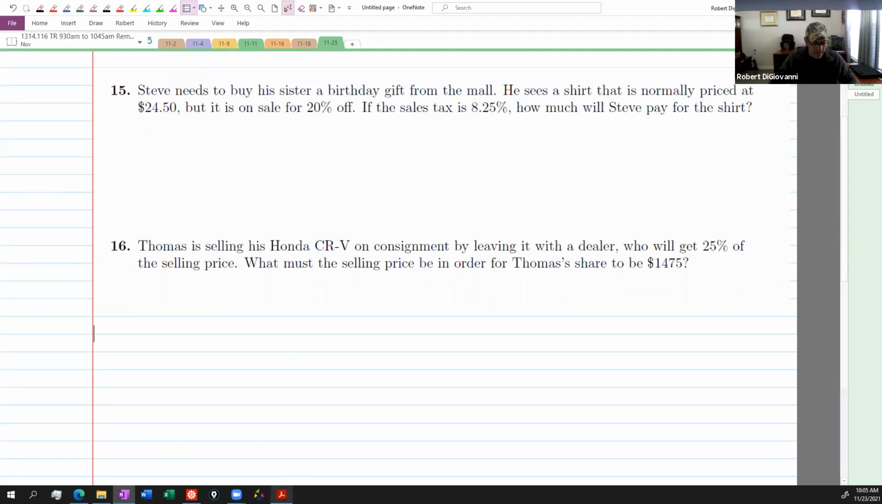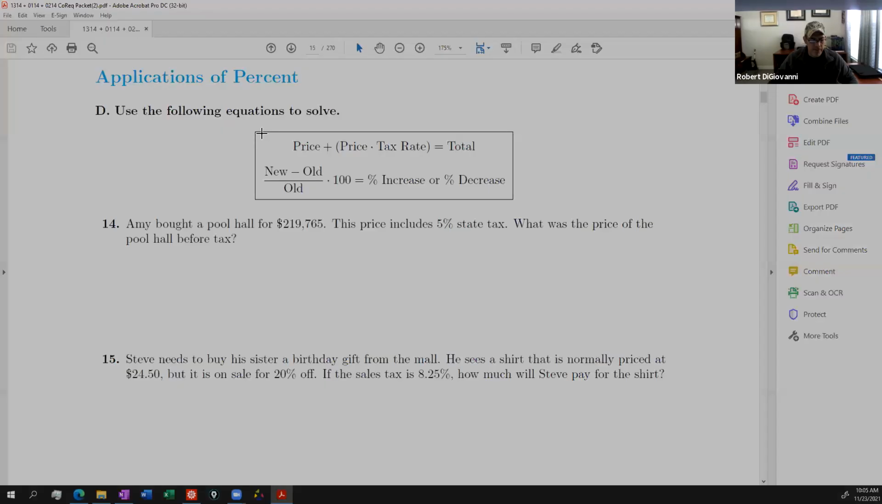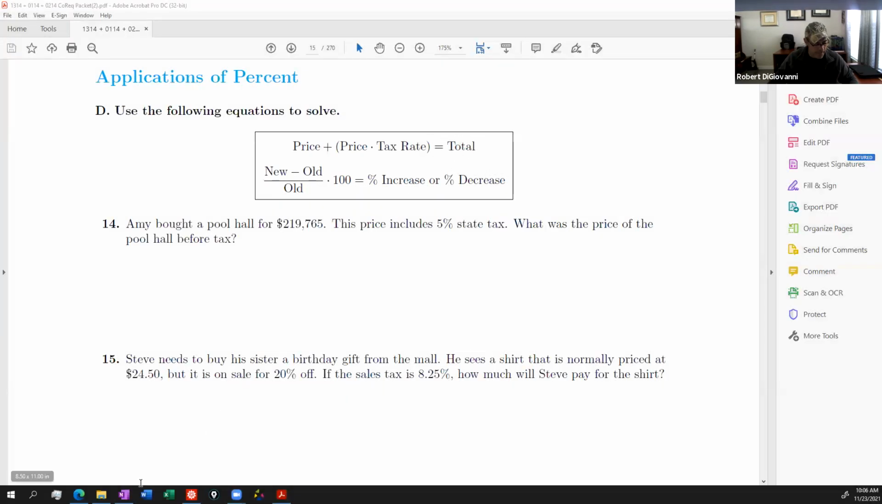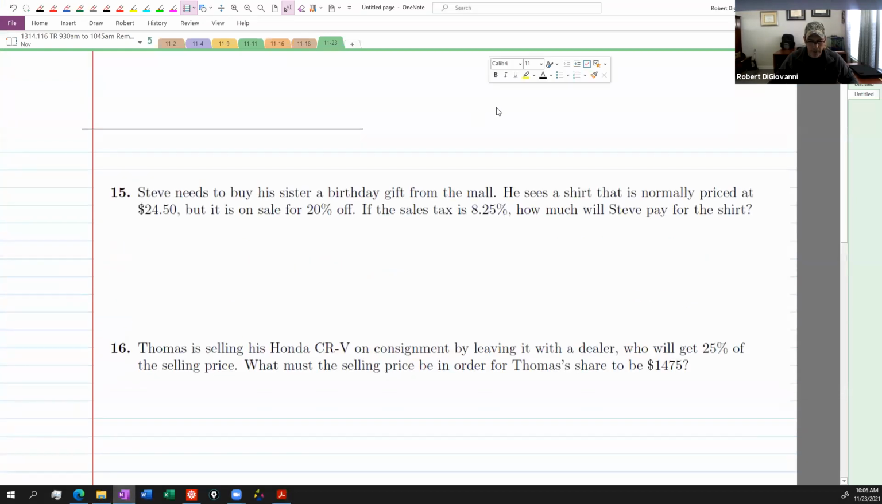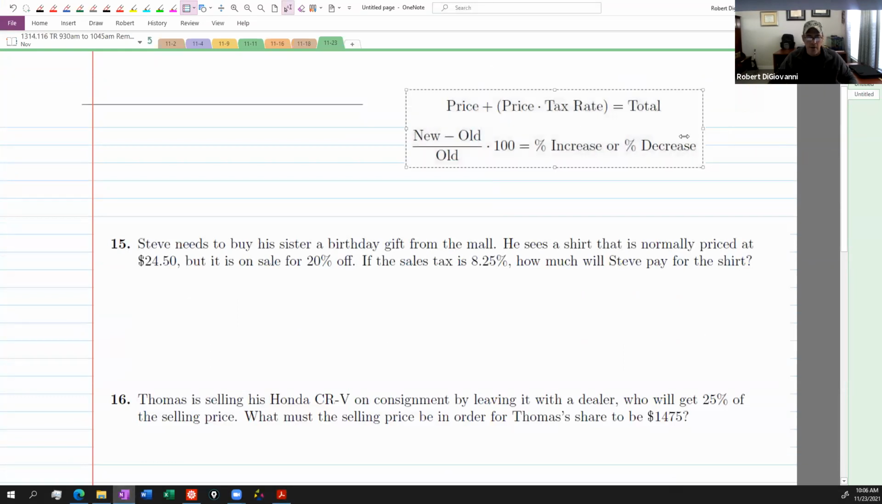I established last time a couple of formulas that we needed. Remember these? I'm going to copy them for us. Price, tax, this right here. Put it right up here. So we had these two different formulas. One of them gives you the total amount that you pay for something if you know the price of the item and the tax rate. The other one is what we use to figure out percent increase and decrease of something like the price of gas.